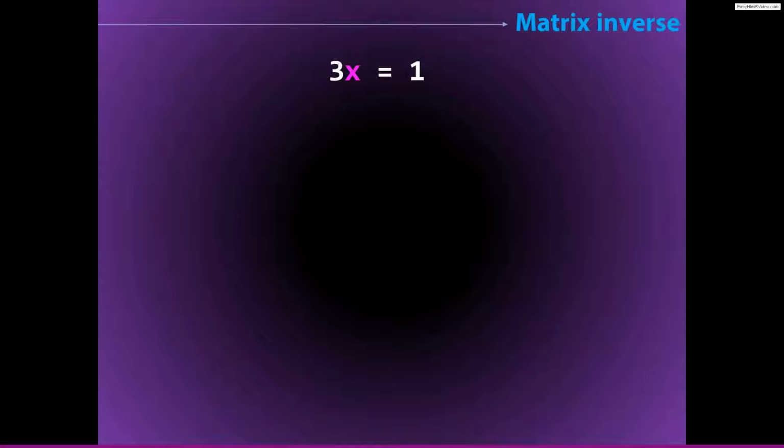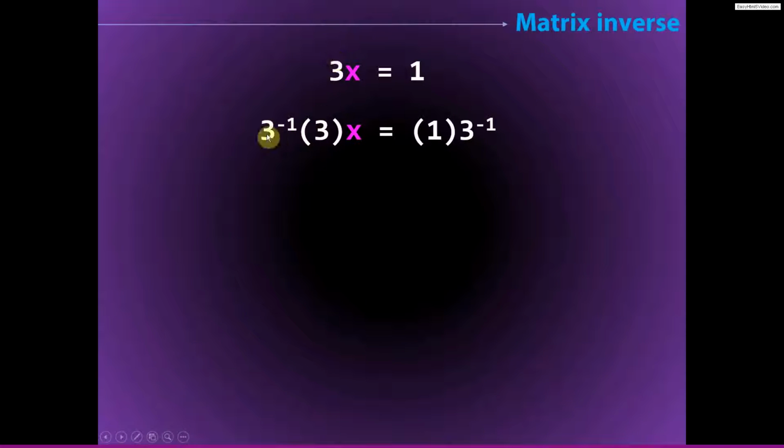So, actually, before we discuss the matrix inverse, we're going to discuss the normal, arithmetic inverse. Now, if you look at this equation, if I asked you to solve for x, what do you do? Of course, you divide both sides of the equation by 3. But we can say this in a slightly different way. What if we multiply both sides of the equation by the inverse of 3, which is 1 over 3, or we can write this as 3 to the minus 1.